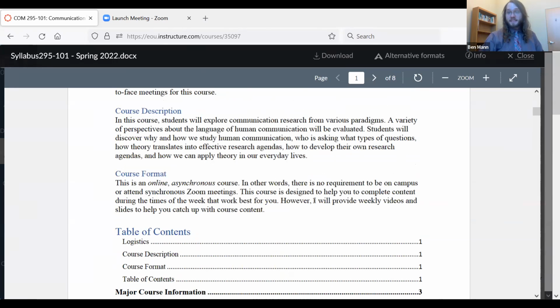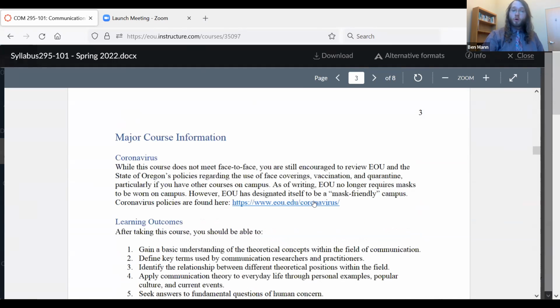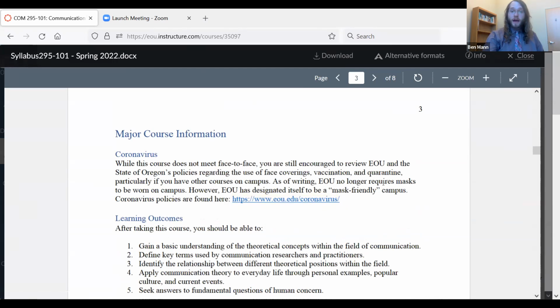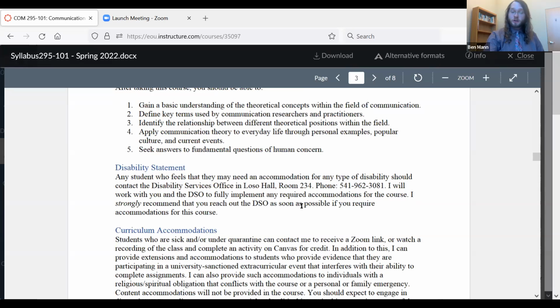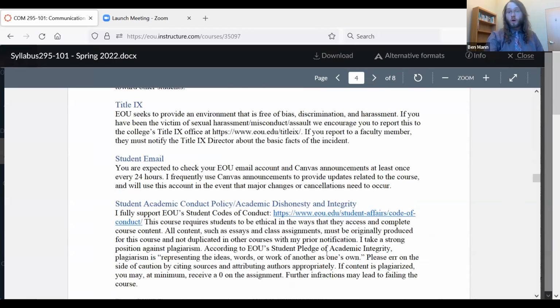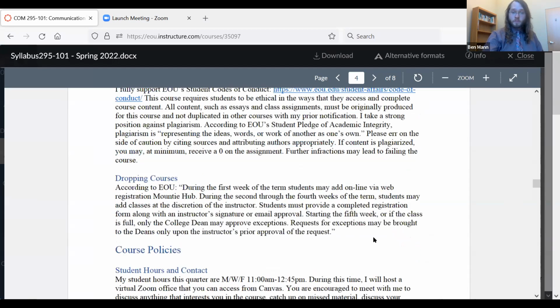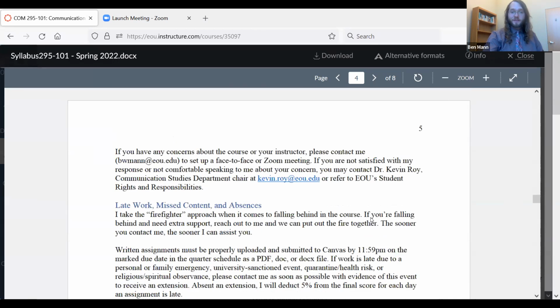This is an online asynchronous course that doesn't require any sort of Zoom meetings or anything like that. We no longer require masks on campus, but if you have any other courses on campus, you're recommended to check out the COVID-19 guidelines. Some of the basic information here about accommodations and so on is listed here. I'm not going to go over those in more detail, but if you have questions about these policies, please let me know. So you're welcome to join that office Monday, Wednesday, Friday, 11 a.m. to 12:45.